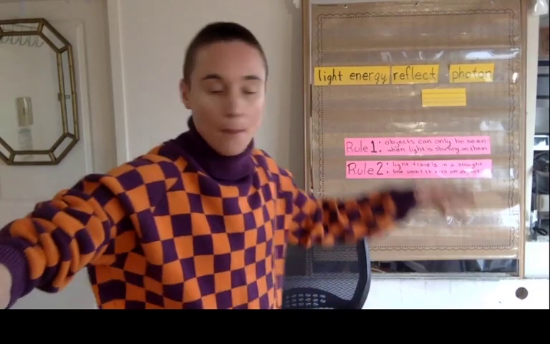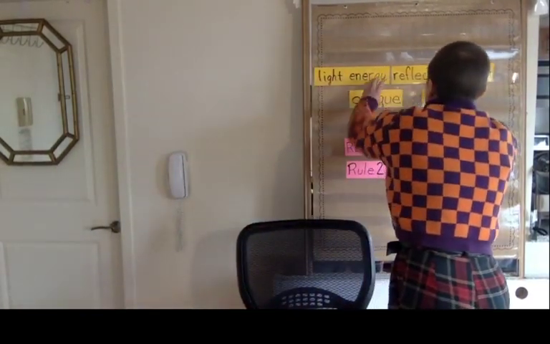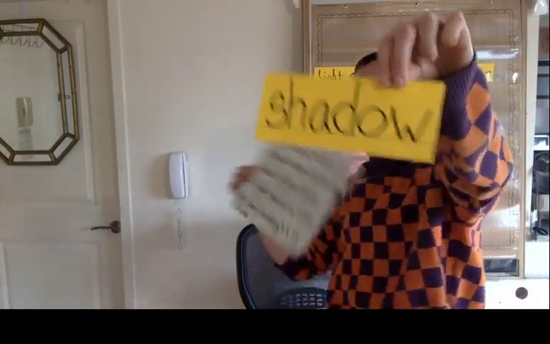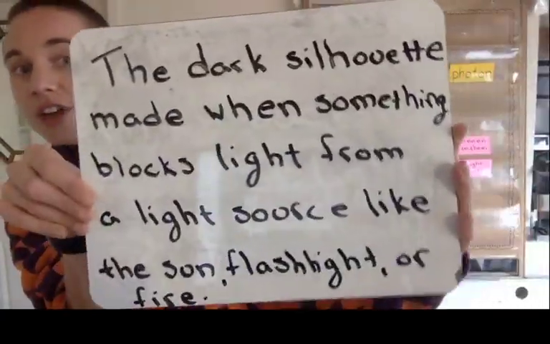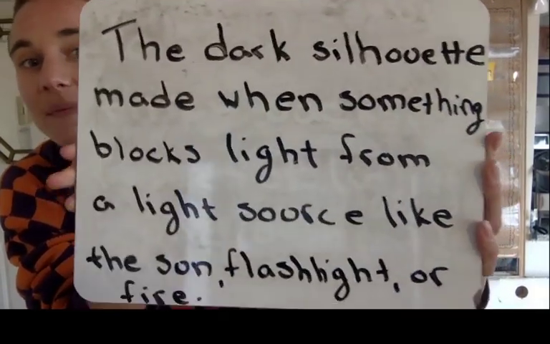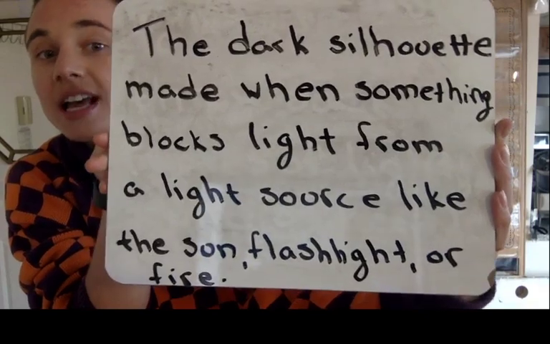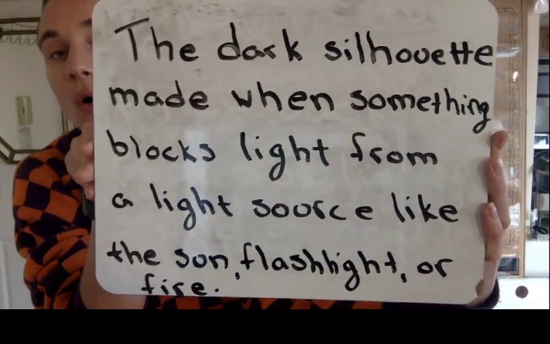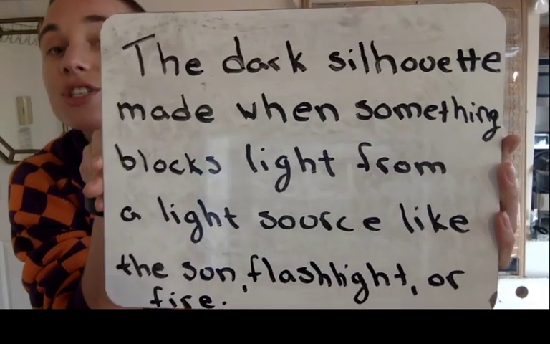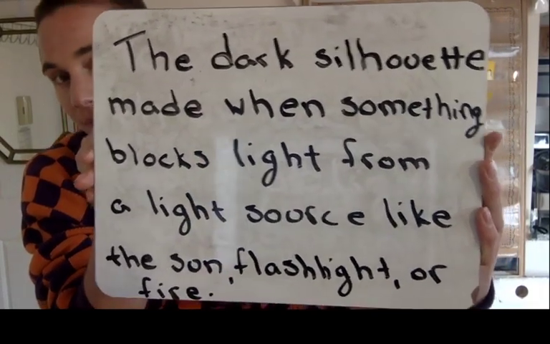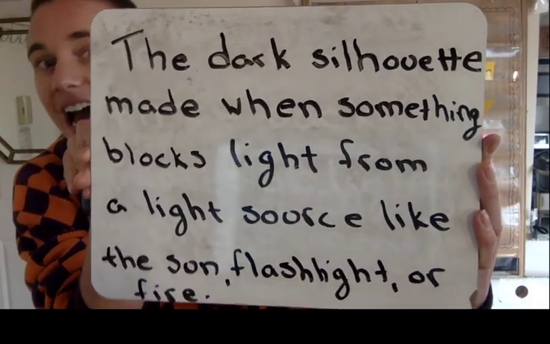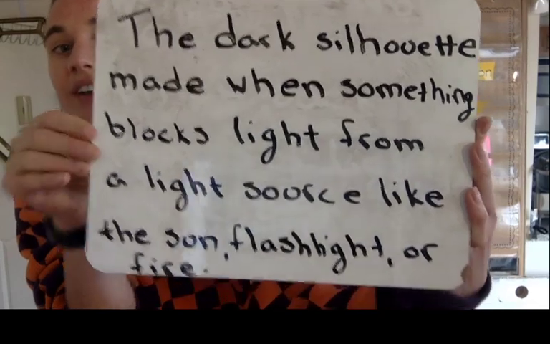Our second word is shadow. A shadow is the dark silhouette, and we will talk about what silhouette means, made when something blocks light from a light source like the sun, flashlight, or fire. And a silhouette, you may know from art class, just means the shape of an object. So it's the dark silhouette, that means the shape of that object, made when something blocks light from a light source.